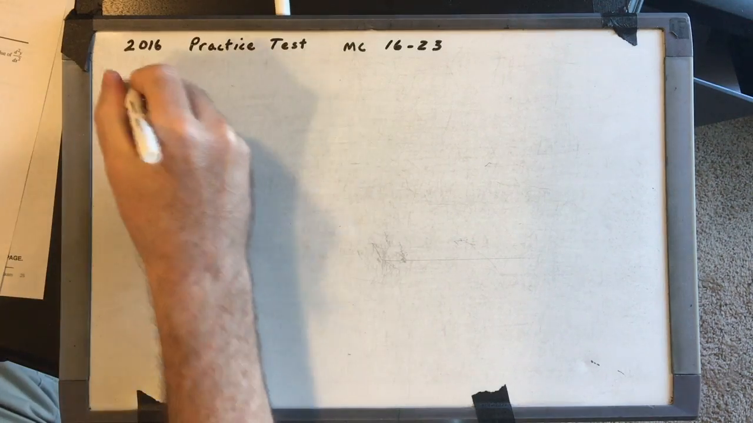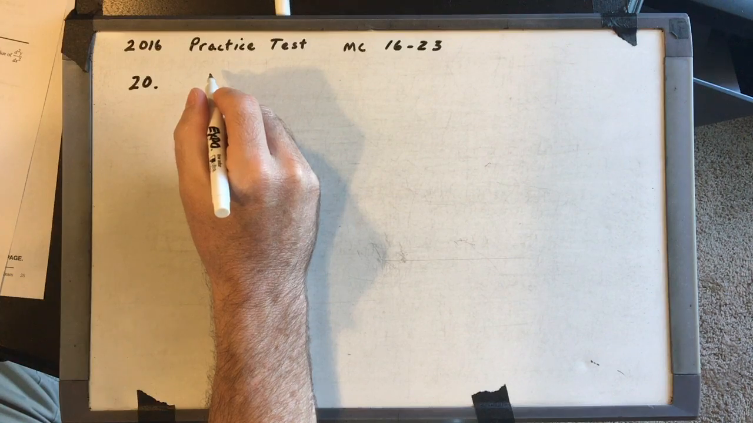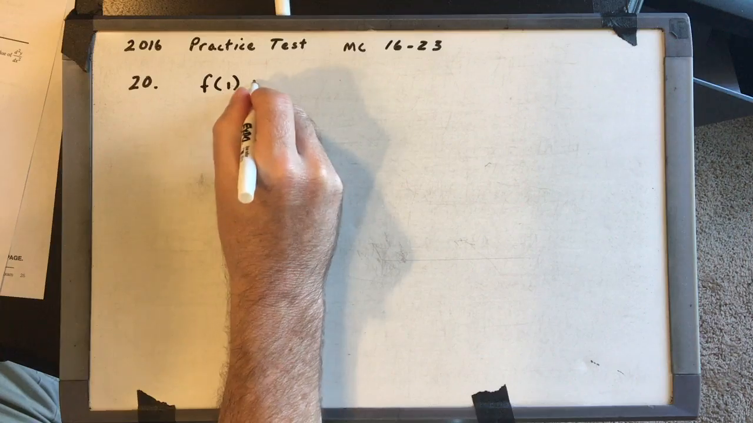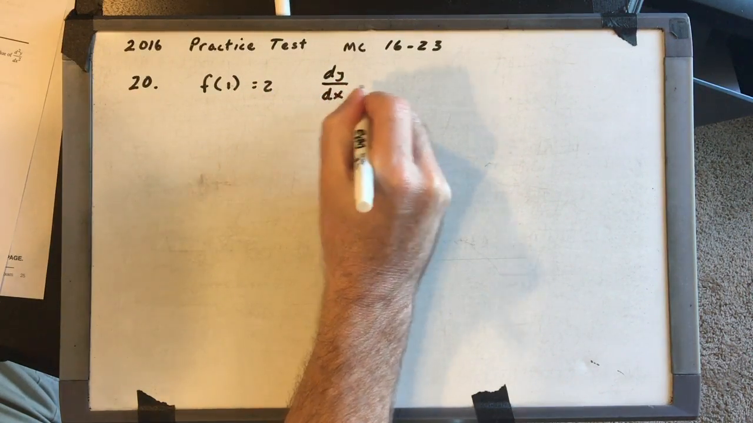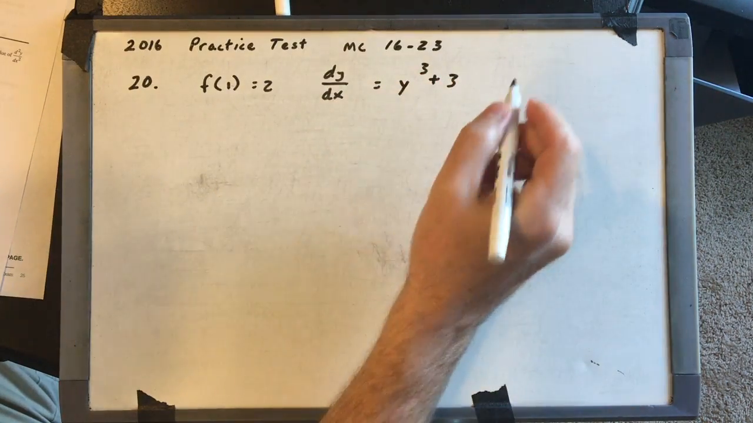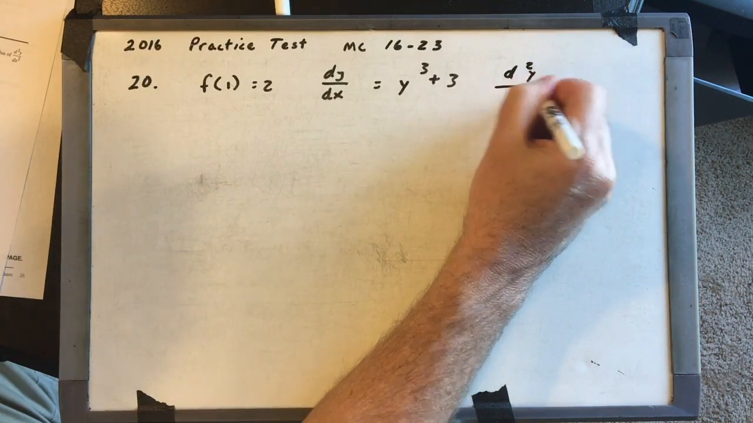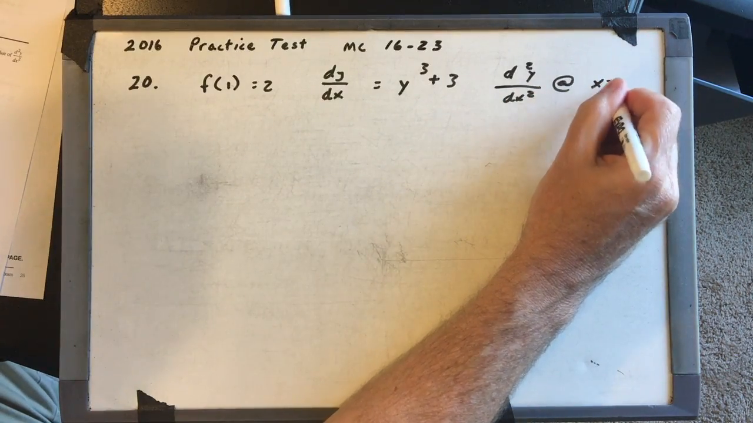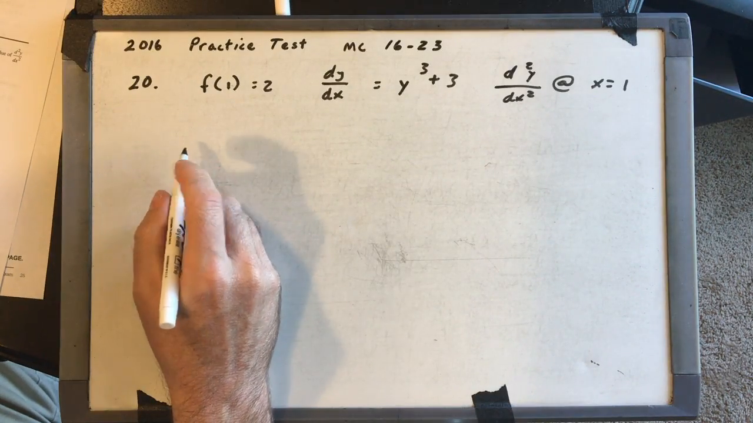Okay, number 20 says let y equals f of x be a twice differentiable function so that f of 1 is equal to 2, and our first derivative, dy dx, is equal to y cubed plus 3. And we want to find out what is the second derivative at x equals 1. So first of all, we need to take the second derivative here.